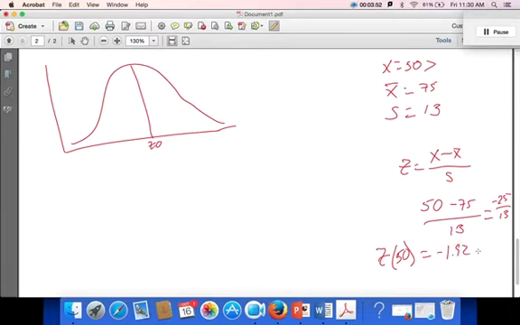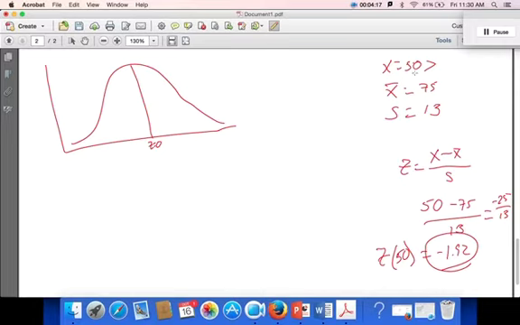So negative 25 divided by 13 should give me a value of negative 1.92 in our particular case. So here I'm correct in terms of our z value. In other words, I now know what my lowest value is in terms of my data set.